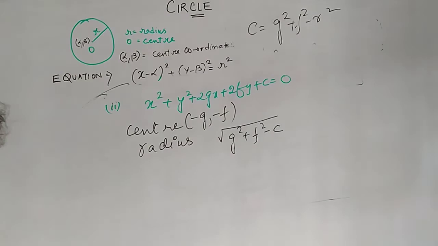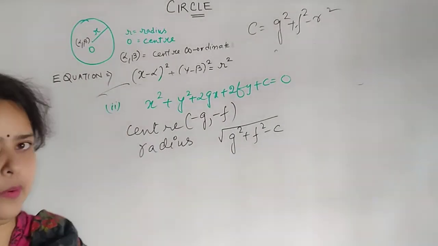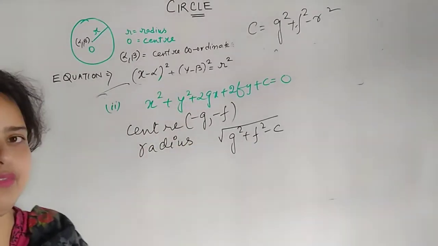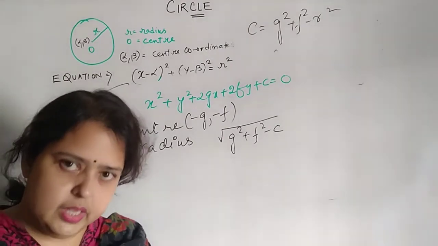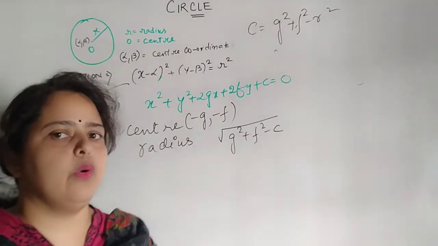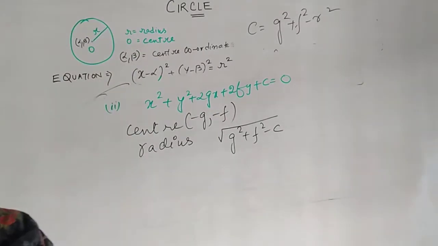Obviously, when the root is there, we are not going to get a negative answer. We will always be taking the positive answer. So this we have to remember for the general equation. Suppose you are provided a problem. We are asked to find the radius and the center coordinates of an equation written in the general form. How can we do that?